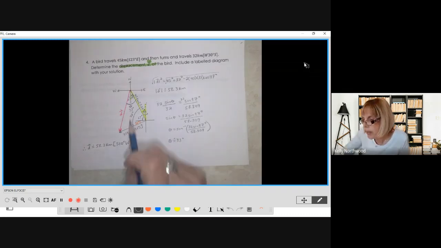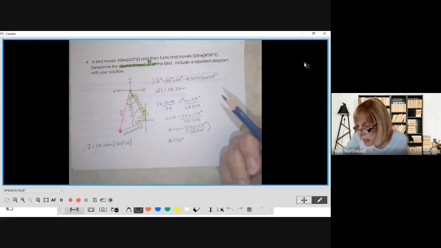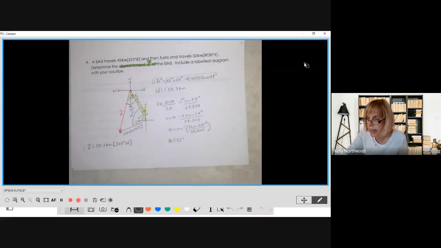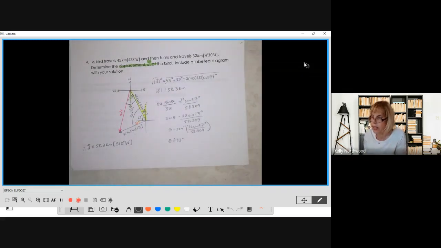Okay, so again, one of the biggest mistakes is for someone to write that the direction is south 33 degrees west, but that's not right. You have to look at your diagram and make the angle you're finding make sense with the information you're given in the question.